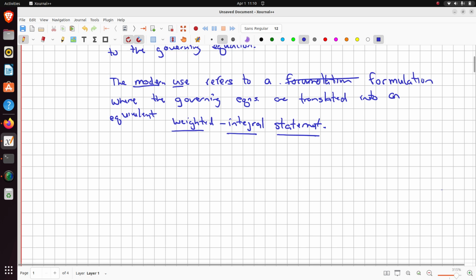So that's basically what I just said. The modern use refers to a formulation where the governing equations are translated into equivalent weighted integral statements. So basically what we're going to do here is we're going to be given an ODE or PDE, and we're going to translate it into a weighted integral statement that we'll ultimately see as a variational formulation. Okay? So let's talk about the weighted integral statement.